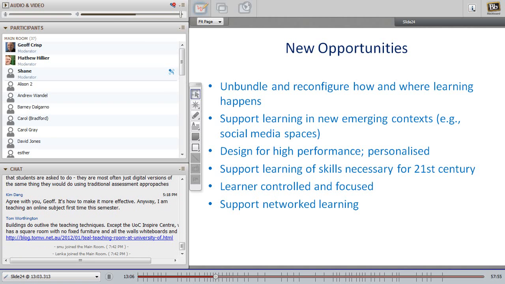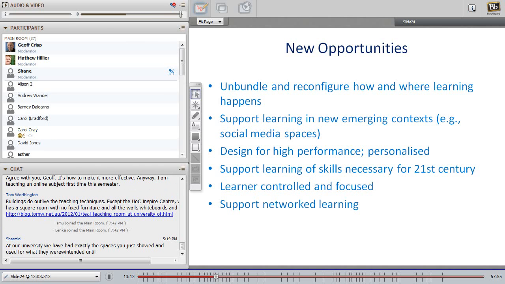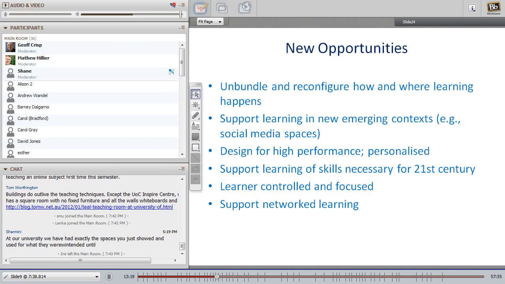So these spaces all gave new opportunities to unbundle and reconfigure how and where learning happens. We can support learning in the new emerging context through social media spaces and the informal spaces. Our pedagogy now can be designed for high performance, can be more personalised, and we can support the learning and skills necessary for the 21st century. It becomes more learner controlled and focused, and obviously more supportive of a networked approach to learning.